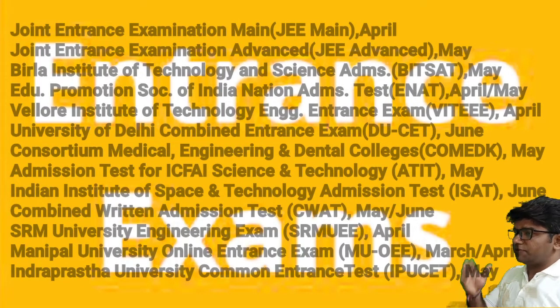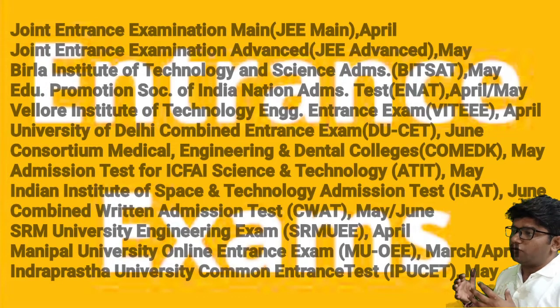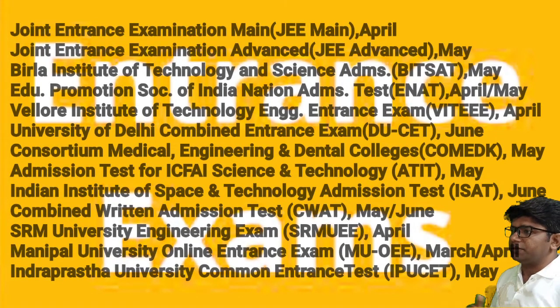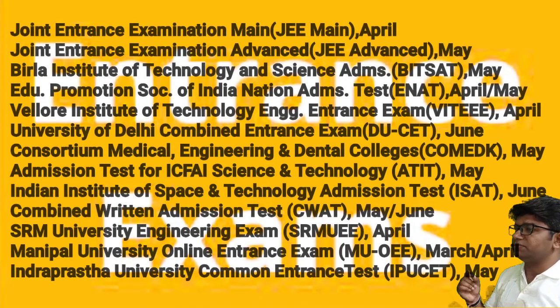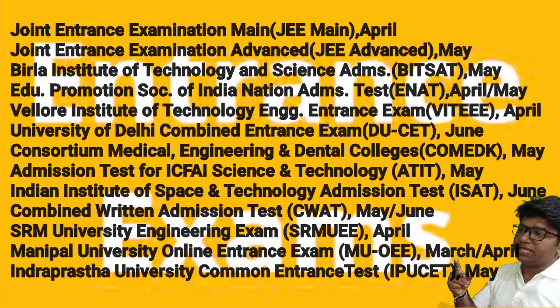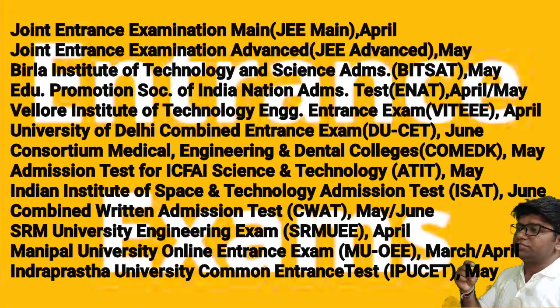So these are some of the names of the entrance examinations for getting into a good college that provides a degree in electrical and electronics engineering. First is the Joint Entrance Examination, which takes place in April. There are two JEE exams: JEE Mains, which is in April, and JEE Advanced, which is in May and June.